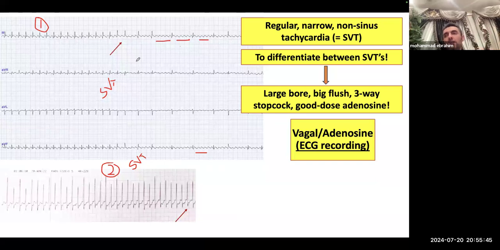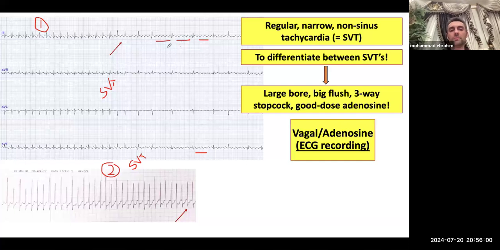You might say, who cares? Just an SVT, whatever type it is, just shock him. We care because flutter management is different from AVNRT or AVRT management. Clear, guys?